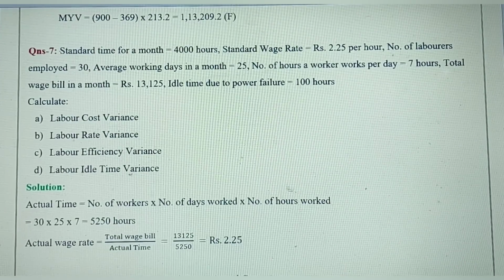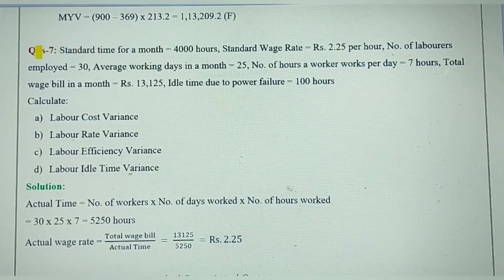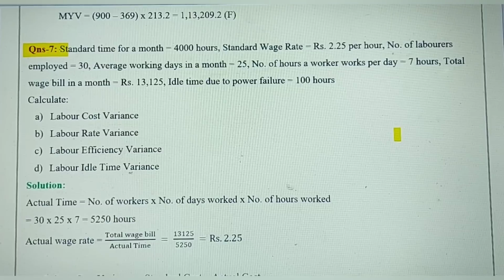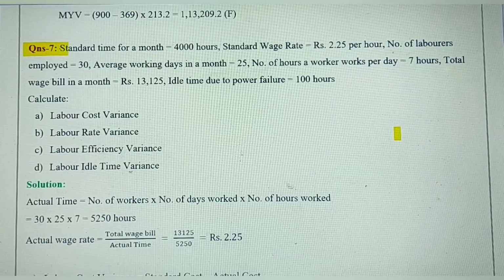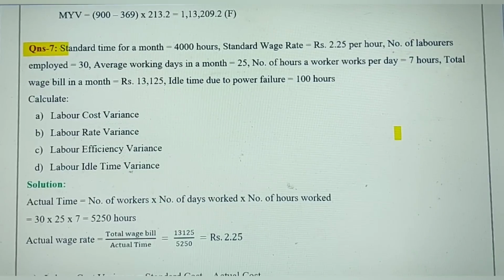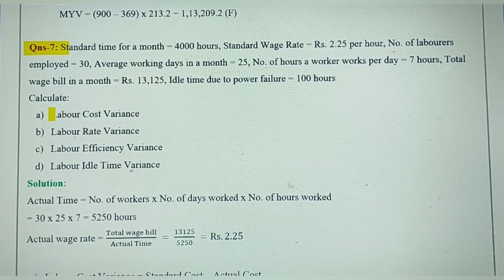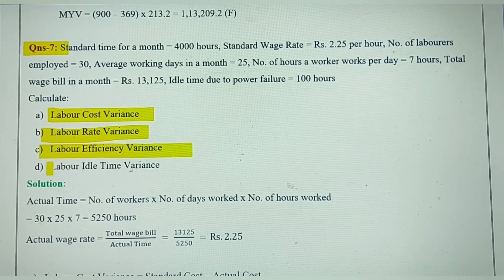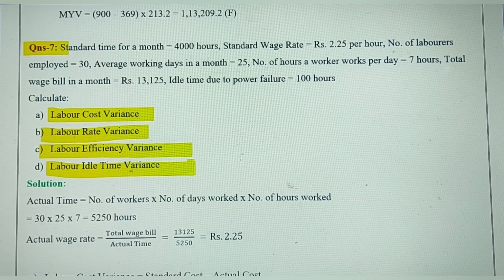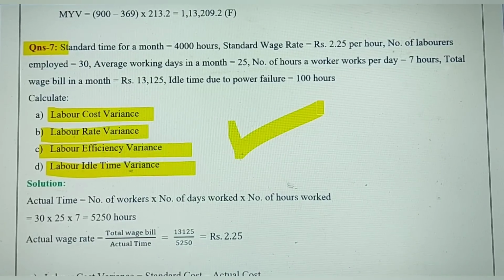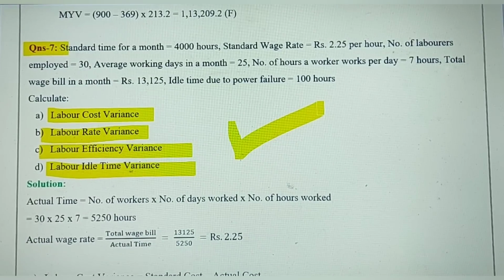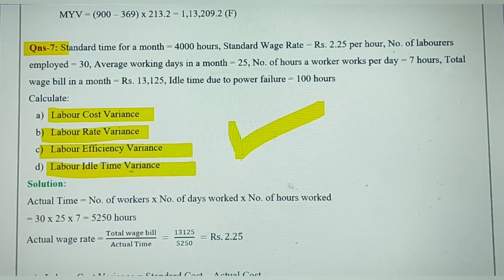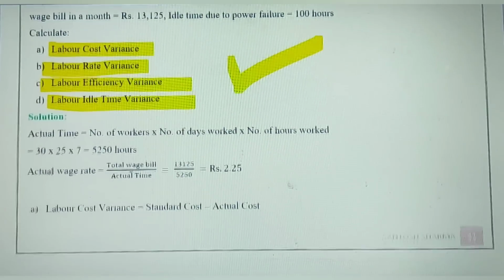Then this question number 7. This question is one of the most important ones for your December exams, because in the June exams we got a question on material cost variance. So you are likely to get one on labor cost variance, labor rate variance, labor efficiency variance, and labor idle time variance. This question also I have explained in my previous videos practically on the board, so that will help you to understand the concept.